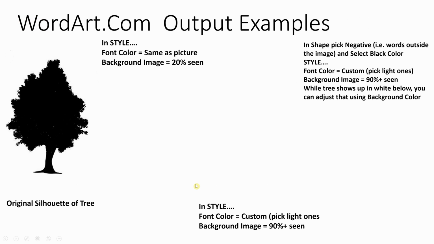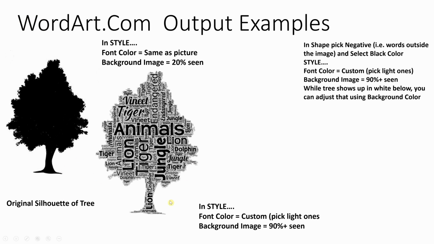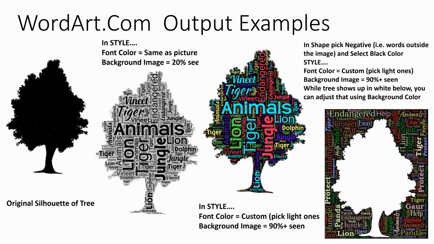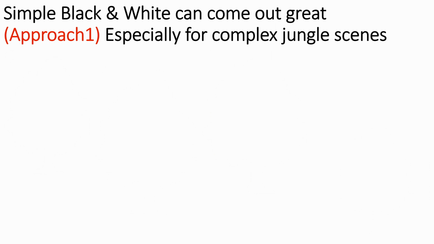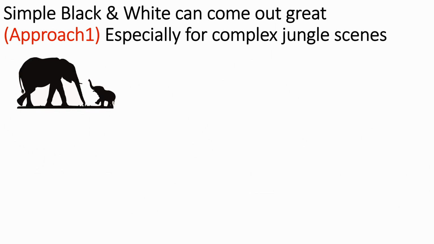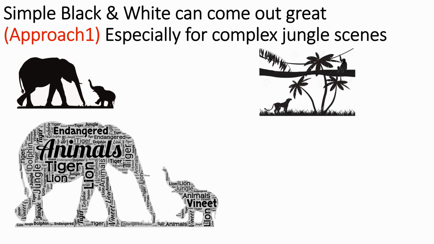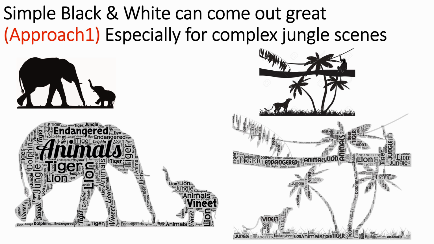So started with a tree, black and white. You can get that sort of appearance. You can get colors and you can invert. All right. Generally speaking, pick lighter colors. That looks typically better. If you have more complicated scenes, like for example, an elephant with its cub, you can get something like that. Or this picture. This also looks nice in just black and white.